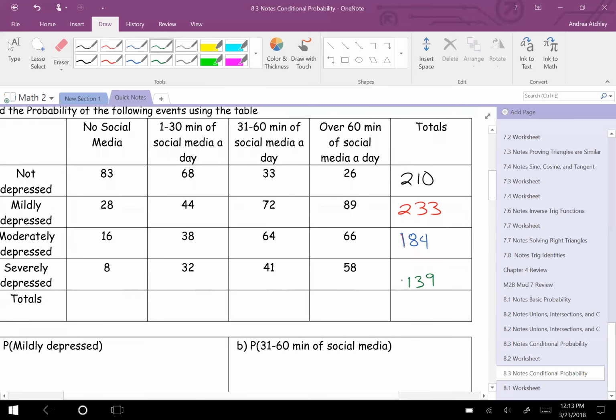Okay, we want to total all the totals. And what do we get for that? 766. Good. Okay, on this side of the room then. Carson, what'd you get for no social media? 135. And then, Ethan, what'd you get for the 1 minute to 30 minutes of social media? I got 182.